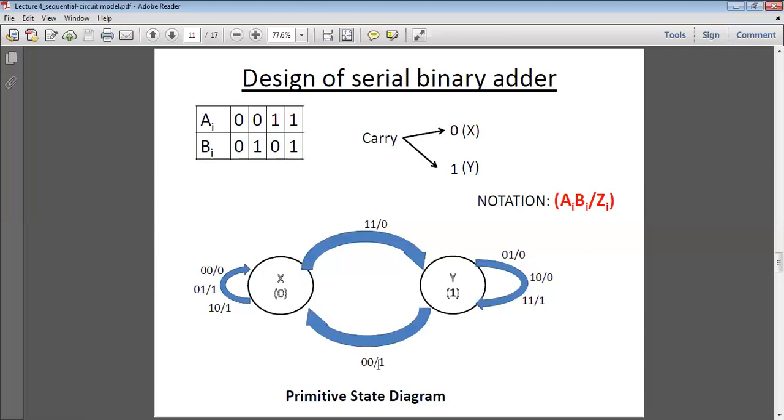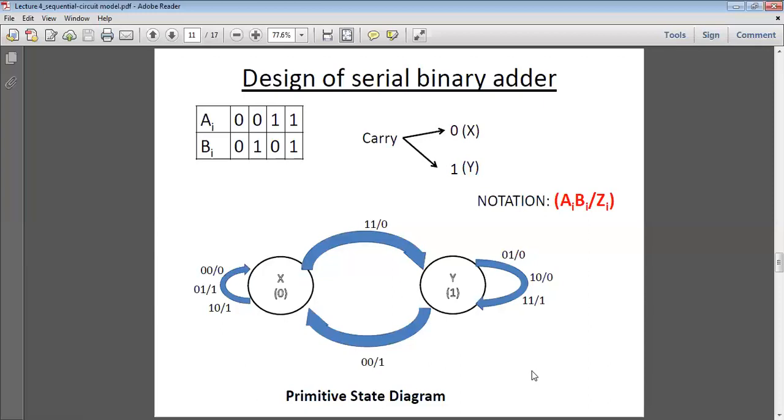So the inputs are 0 0, the output is 1. Here 0 1, 0 plus 1 is 1, plus carry 1 is 1 0, so the output is 0. There is a carry, so it will stay within this state. So 0 1, carry is 1, output is 0. For 1 0, 1 plus 1 is 1 0, so the output is 0 and the carry is 1. When you consider 1 1, 1 plus 1 is 1 0, plus 1 means the carry is 1 and the output is also 1. So this is the state diagram.